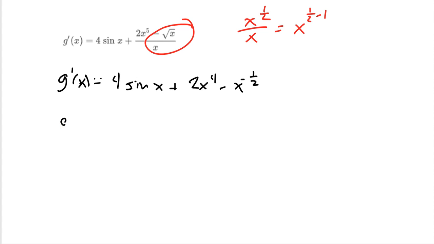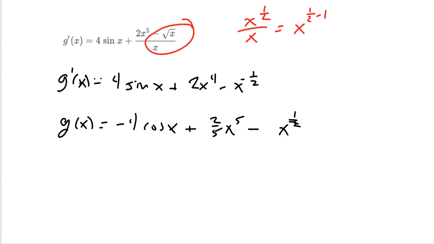Now it's a little bit easier to do our antiderivative. So that's going to be negative 4 cosine of x plus, and then we'll have x to the 5th, add 1 to that exponent, divide. So it's going to be 2/5 x to the 5th. And then we're going to have minus, and then we'll add 1 to that exponent. So add 1 to that, you get a plus 1/2. Now divide by the 1/2, that's the same as multiplying by 2, right? So that's going to put a 2 right there, since we'd have 1 times 2. So there's another antiderivative for you. Aren't these fun?